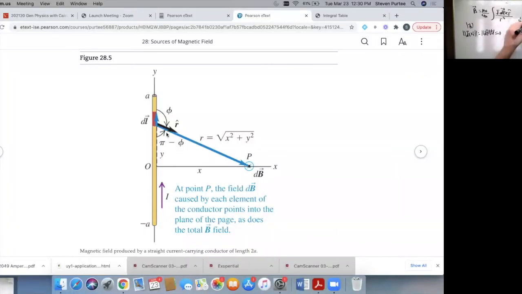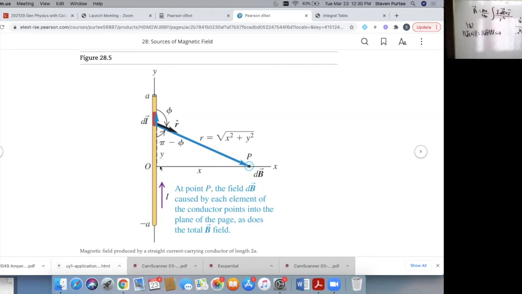Okay, so we notice here, here's my angle phi. I can build this right triangle here. I'm up some distance y. That's my variable of integration, y. So if I get y's in there, I can integrate that. That's okay, because y is going to go from negative a to a.